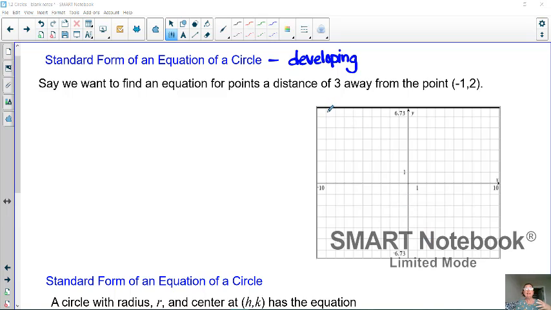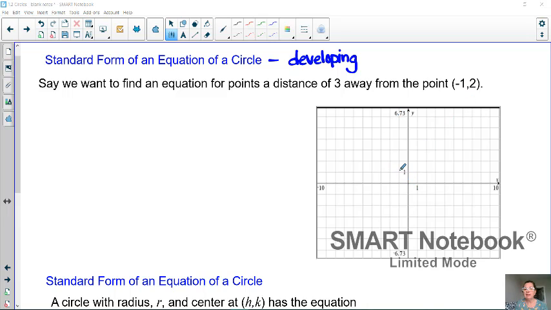Now we're developing the standard form of an equation of a circle. So we are going to get to that, but I think we want to do one more example so we can really understand why we're doing what we're doing. Say we want to find an equation for all points that are a distance of 3 away from the point -1, 2. So I have a graph here.